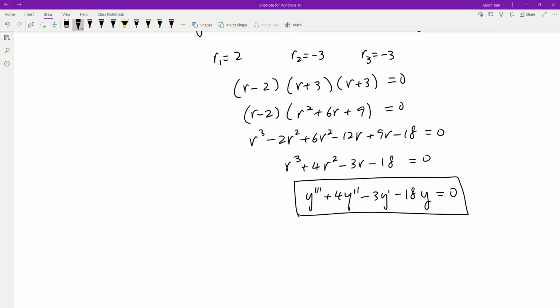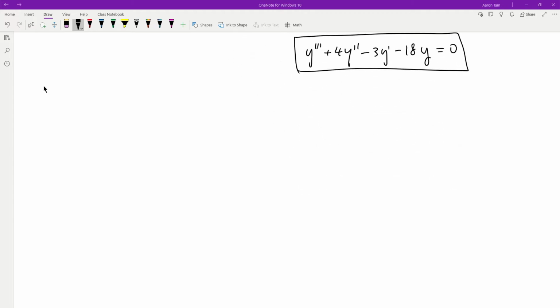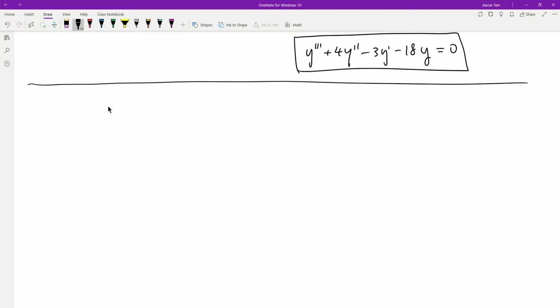Hi everyone. So today we're going to try to finish up 11.1. The last thing I actually want to talk to you about is something called a boundary value problem, which is different than an initial value problem. Okay.